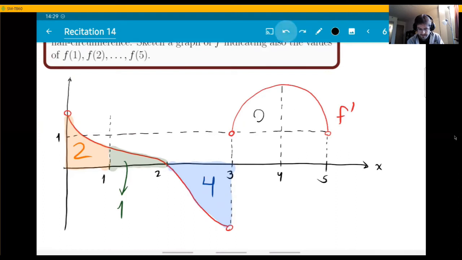What is the radius of the circumference? If this is the center right here, this is the radius. The radius is 1. So the area of the whole circle would be 1 times pi, so pi. This quarter circle then should be pi over 4.